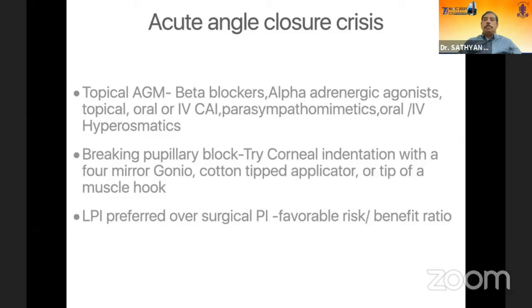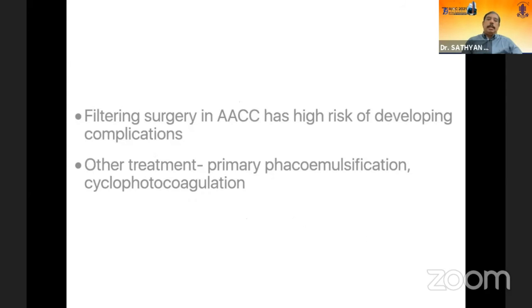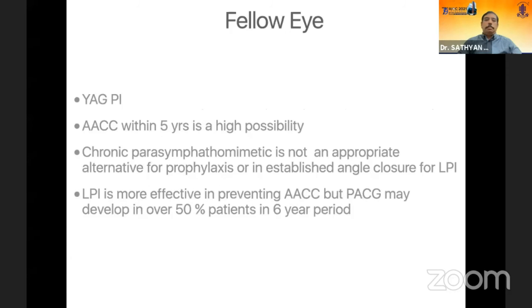Looking at the acute angle closure crisis, you have to give all the anti-glaucoma medications, topical, oral, or intravenous. Make sure that you break the pupillary block mechanism, either by corneal indentation or by using the muscle hook. Sometimes you have to go for a surgical PI, but if you are still not comfortable doing the surgical PI, you can use hyperosmotics or paracentesis to make the cornea clear, and then you can do the PI. Later on, you can plan either a trabeculectomy or just a lens extraction.